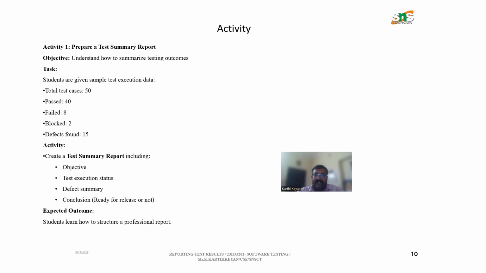First, prepare the test summary report and understand how to summarize testing outcomes. Using 50 test cases: 40 passed, 8 failed, 2 blocked, defects around 15. This is for student learning, how to structure a professional report.